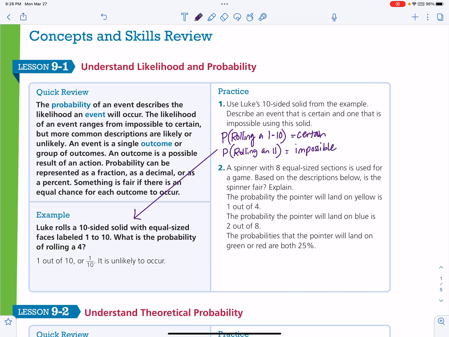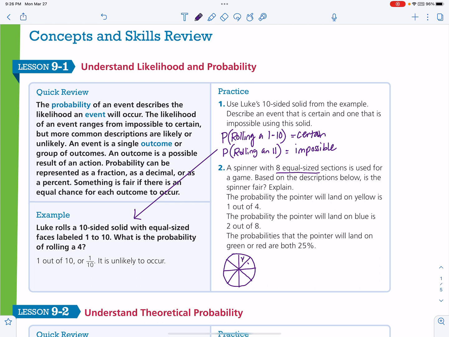So this is impossible. All right, number 2, a spinner with 8 equal size sections is used for a game. Based on the description below, is the spinner a fair spinner? Okay, so the probability the pointer will land on a yellow is 1 out of 4. So one thing that'll help me is to sort of draw this out. So here's my 1, 2, 3, 4, 5, 6, 7, 8.